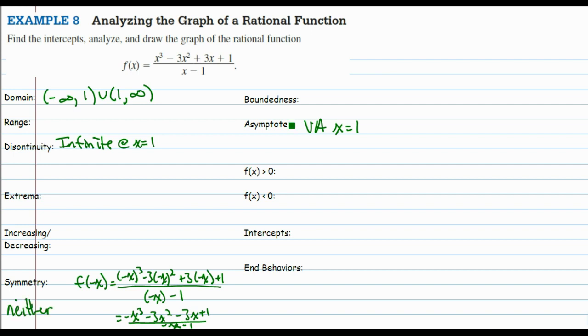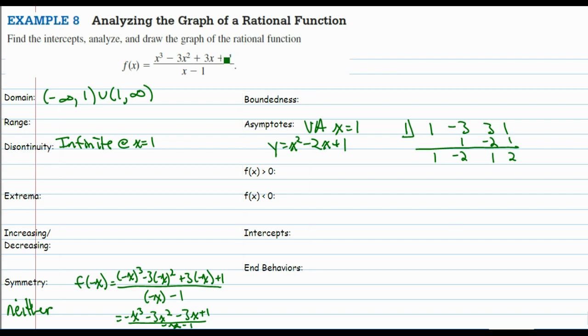Now I know that the asymptotes are not going to be y equals 0 or y equals a constant because the degree in the numerator is larger than the degree in the denominator. So I'm going to have to take positive 1, my k value of the denominator, and put it in synthetic division to see what the other end behavior asymptote is. So with the synthetic division, I can see that my end behavior asymptote is going to be y equals x squared minus 2x plus 1. That's the other asymptote. I have a vertical asymptote at x equals 1, but my end behavior is going to act like a parabola.